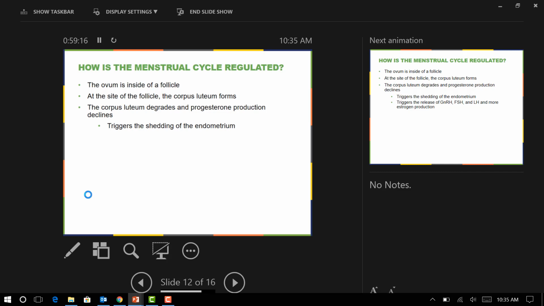So as this corpus luteum starts to degrade, progesterone production declines and the endometrium, the lining of the uterus, sheds. It also triggers the release of several hormones. This first hormone, GnRH, stands for gonadotropin releasing hormone, but you don't need to know that; GnRH is fine. This triggers the release of these two hormones.